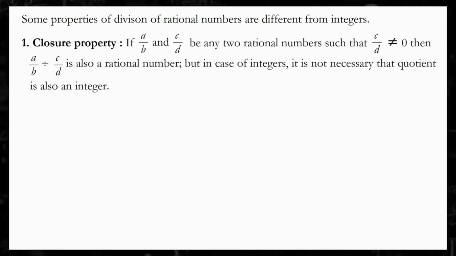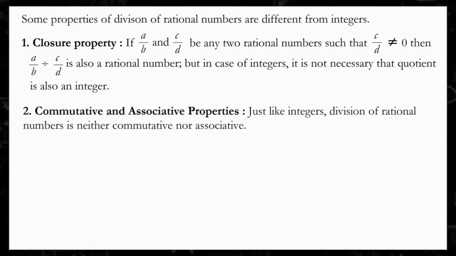Properties of division. Some properties of division of rational numbers are different from integers. 1. Closure property. If a/b and c/d be any two rational numbers such that c/d is not equal to 0, then a/b divided by c/d is also a rational number. But in case of integers, it is not necessary that the quotient is also an integer.